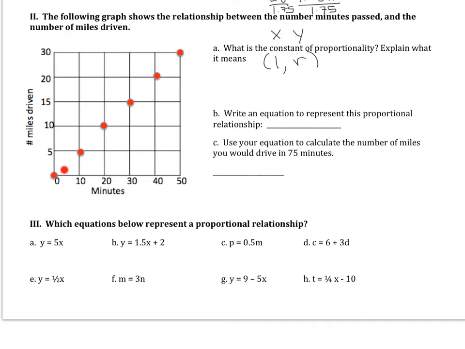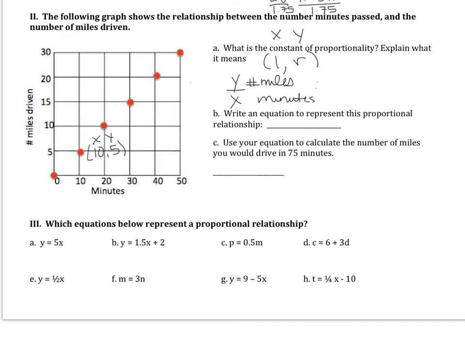But in this case, they weren't that nice to us. We can take any of these points here and do y divided by x to figure out what our unit rate is. I'm going to go ahead and do 10 comma 5. Remember, that's x and that's y. To find my unit rate or my constant of proportionality, I always do my y divided by x, where y is my miles, number of miles driven, and x is minutes. So remember to put those labels in, because that's going to help us explain what it means.